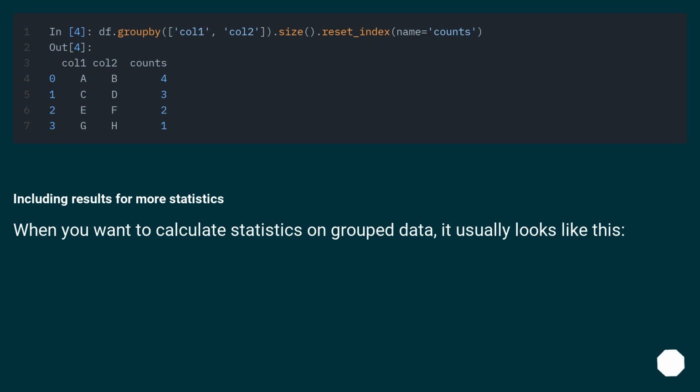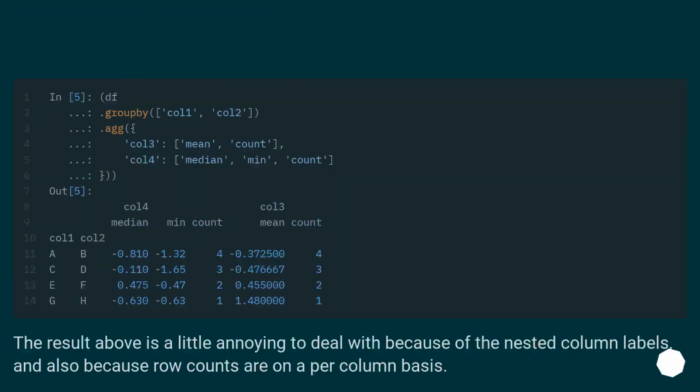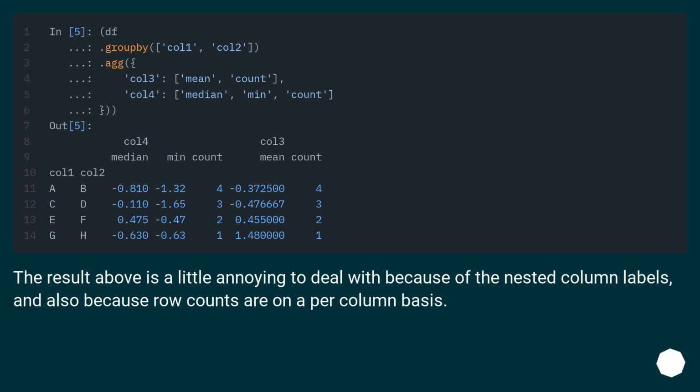Including results for more statistics. When you want to calculate statistics on group data, it usually looks like this. The result above is a little annoying to deal with because of the nested column labels, and also because row counts are on a per column basis.